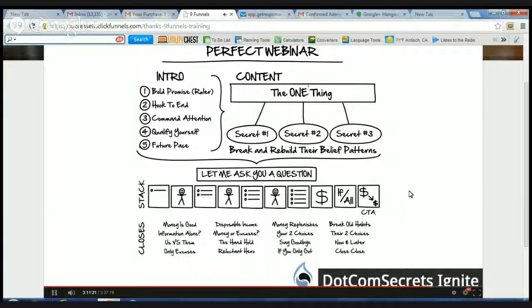Okay, and each of these secrets is to break and rebuild their pattern. So if my one thing again is about how to sell high ticket things without selling on a phone, secret number 1 is probably going to be a pattern they already have, or a belief they have in their mind. They believe right now that to sell high ticket things they have to be on the phone. Secret number 1: here's how I do it without a phone. Okay, and I'm going to share them the secret. And in that process, I'm going to break their belief that they have to have the phone, and I'm going to rebuild it with the truth that I want them to understand and believe.